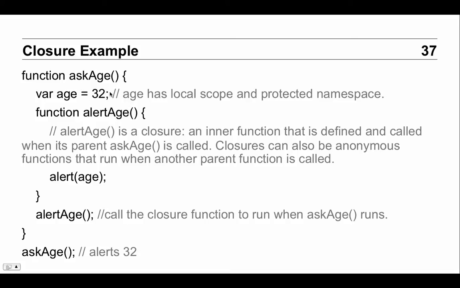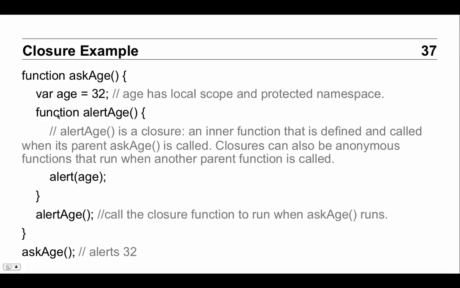All right. And then after that, we have another function we're declaring called alertAge. And outside of the askAge function, we do not have access to the alertAge function. It's only when we first call the askAge function that we enter the scope of this function. So here inside of the askAge function, again, we've set a variable with the age of 32, which has local scope inside of this askAge function.